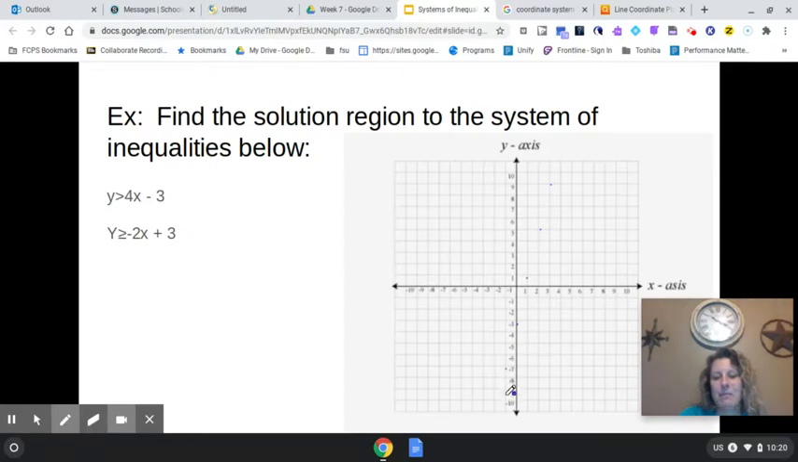Okay. Thinking about the type of line, we have a greater than inequality symbol. We do not want to include the points that are on the line, so I'm going to connect these with a dashed line. And thinking about the shading, this is greater than, and so for greater than we shade above.